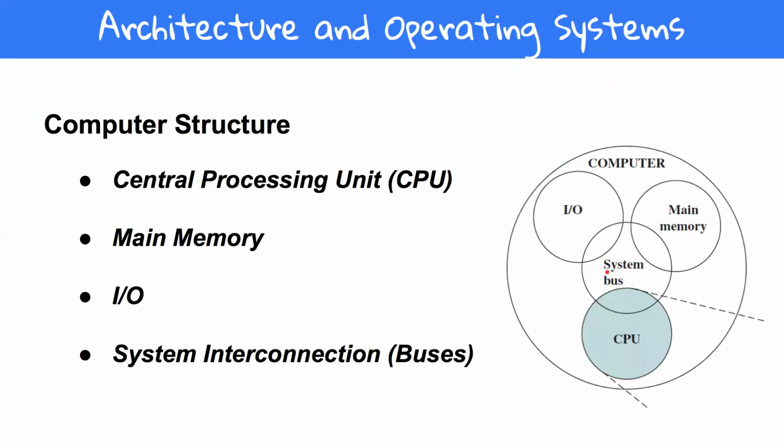Also, we discussed the computer structure in 3 layers. In the top layer, we've got input-output devices like printer, keyboard, screen. We've got main memory, CPU, and we've got the interconnection tool between them, which we call the system bus, that sends and receives the data between these 3 parts.